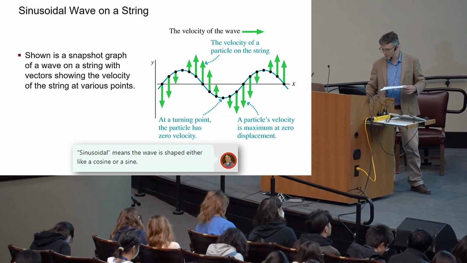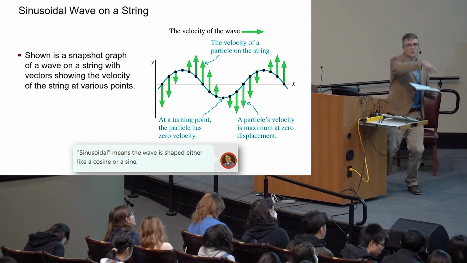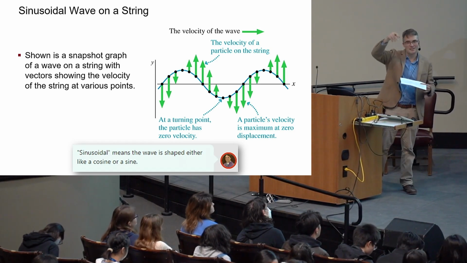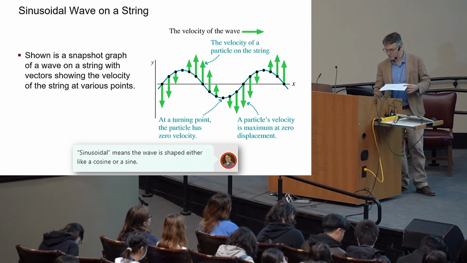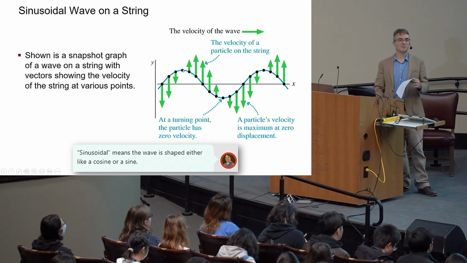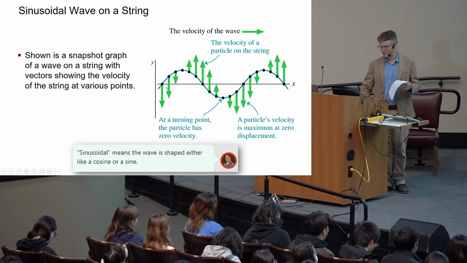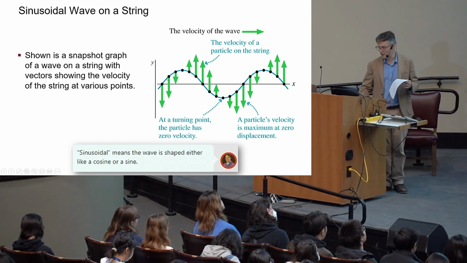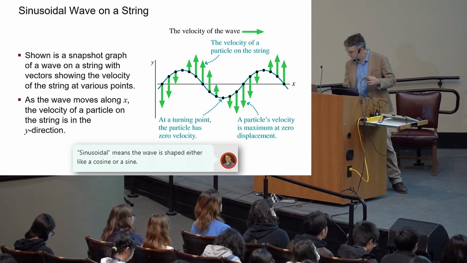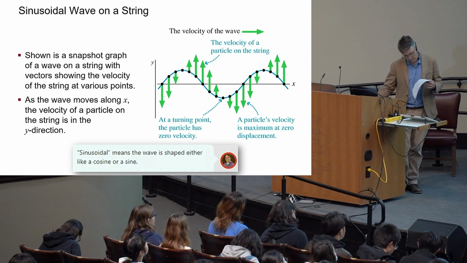So you have to imagine, if you go whoa, whoa, whoa, each one of you is oscillating like a simple harmonic motion up and down, like a mass on a spring or something, and it just keeps going along. So this is a snapshot graph showing the instantaneous velocity. If you're at your maximum standing up, you stop. If you're at equilibrium, you're going as fast as you can down or as fast as you can up as this wave travels from left to right. So as a wave moves along x, the velocity of the particle in the string is in the y direction because it's a transverse wave.